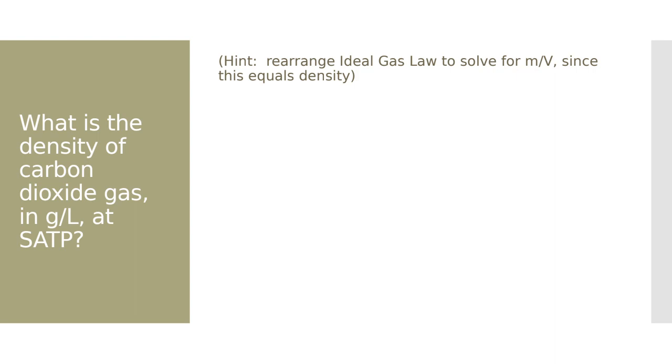So when they ask for density, we want to rearrange our ideal gas law to solve for mass over volume, right? So we know that density equals mass divided by volume. If I could rearrange my ideal gas law for those two variables, then I'm solving for density. So how do we do that? Let's set this up. We would do PV equals nRT. And I don't want moles because I need to get a mass value.